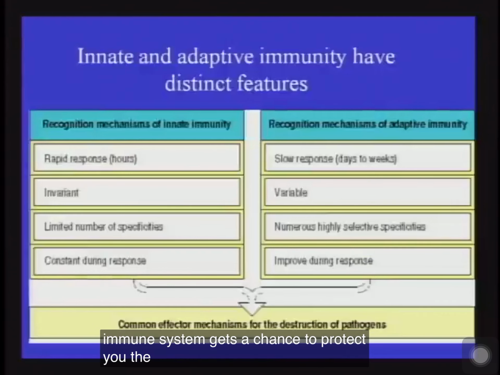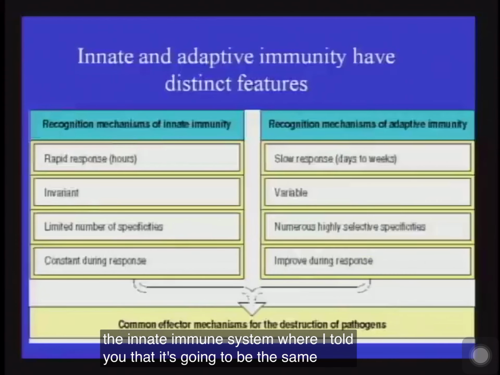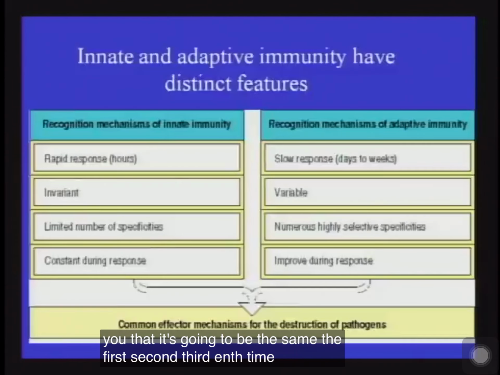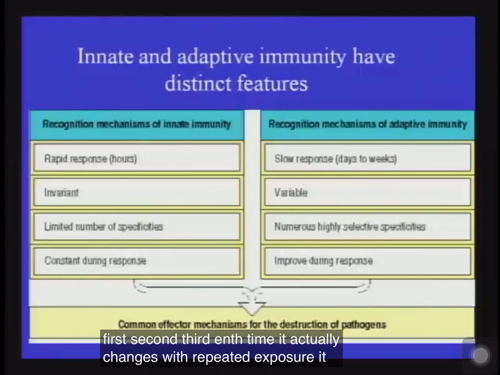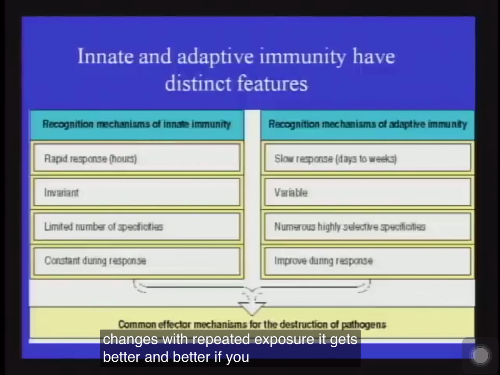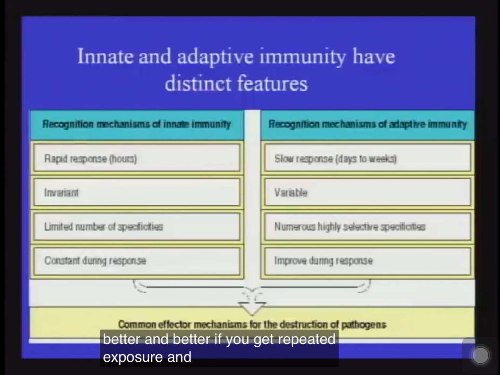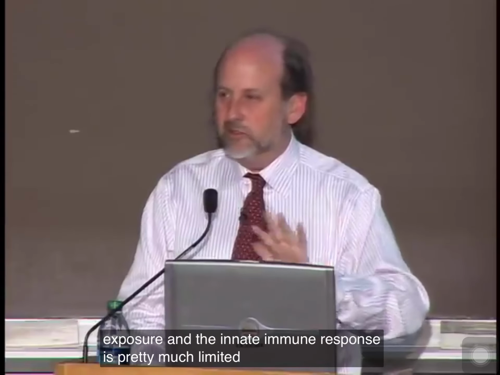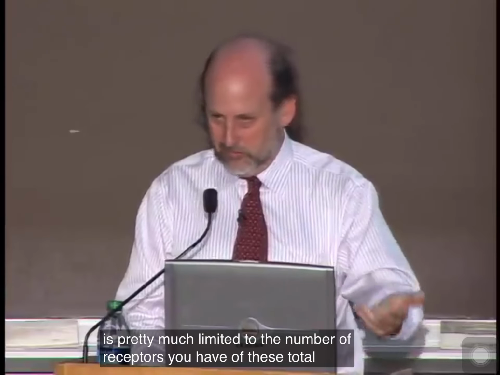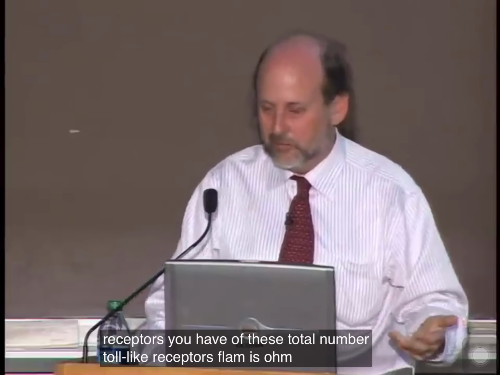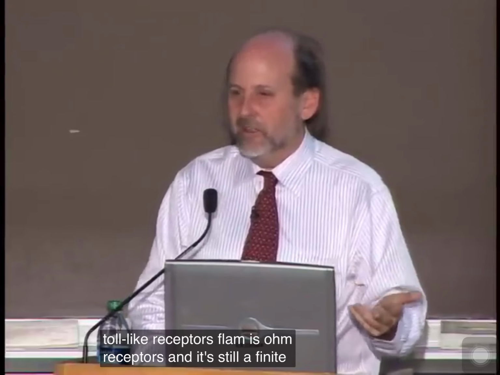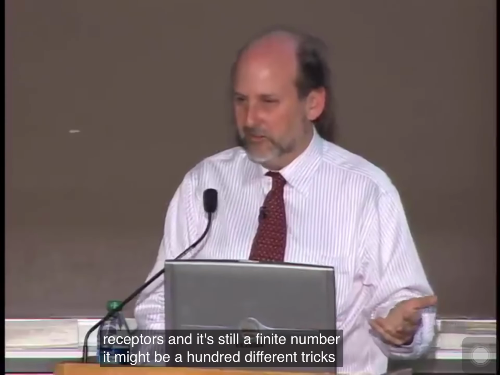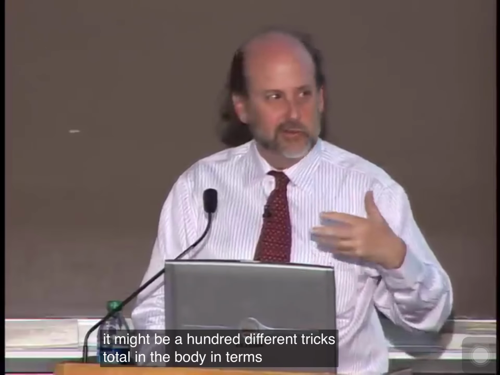you. The adaptive immune system, unlike the innate immune system, where I told you that it's going to be the same the first, second, third, nth time, actually changes with repeated exposure. It gets better and better if you get repeated exposure. And the innate immune response is pretty much limited to the number of receptors you have, these Toll-like receptors, inflammasome receptors, and it's still a finite number. It might be 100 different tricks total in the body in terms of dealing with infection.